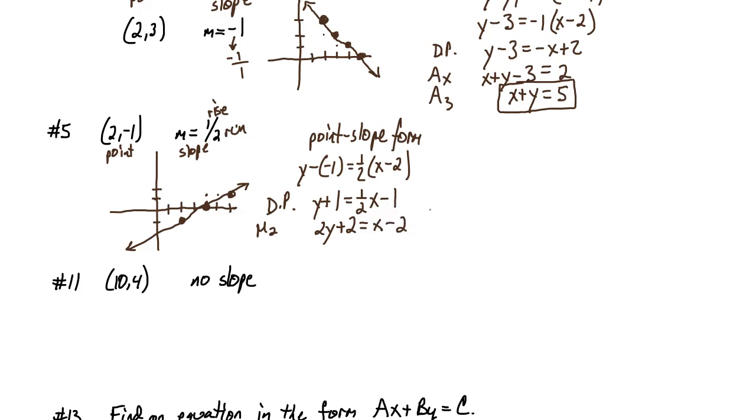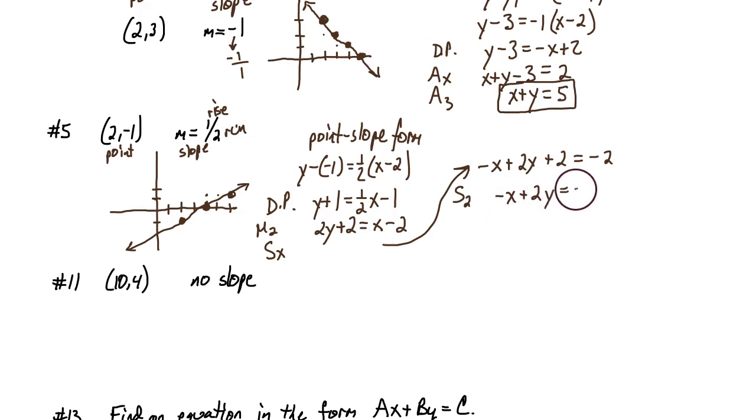In the form we're trying to create, the x term is on the left side of the problem. Let's subtract x from both sides. And we'll write the result up here. We get -x plus 2y plus 2 equals -2. Next step, let's subtract the 2 so there's not a constant on the left side. We get -x plus 2y equals -4.